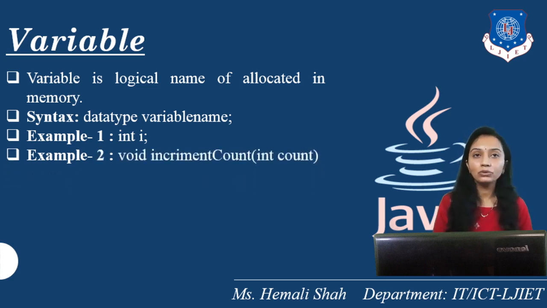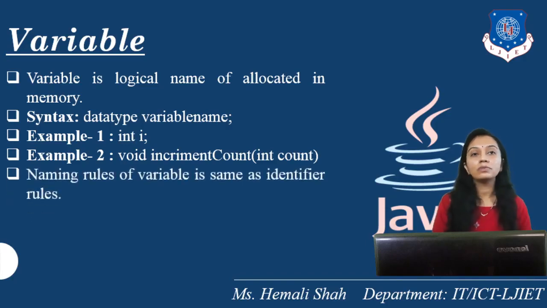Now in example 2, we can use a variable to make a parameter of a function also. Here void is the return type, incrementCount is the function, and we are making a parameter for this function. Now to declare a parameter list, again we use a variable name. This count is the variable name and the type of this count variable is int. So in these two syntaxes we are using variables.